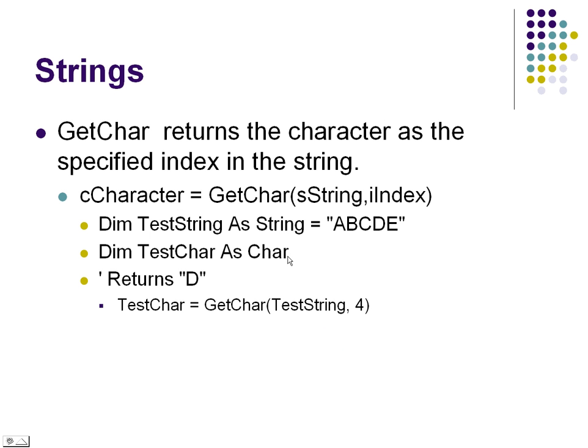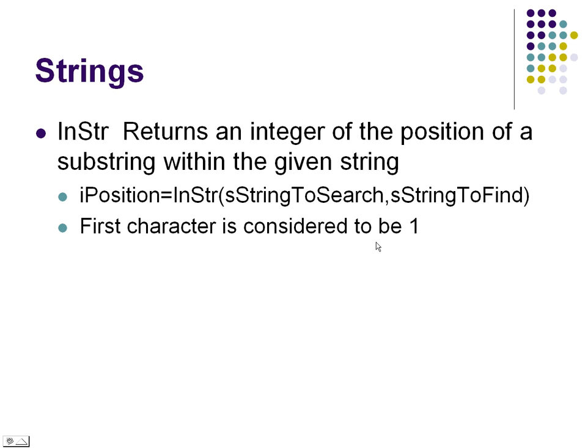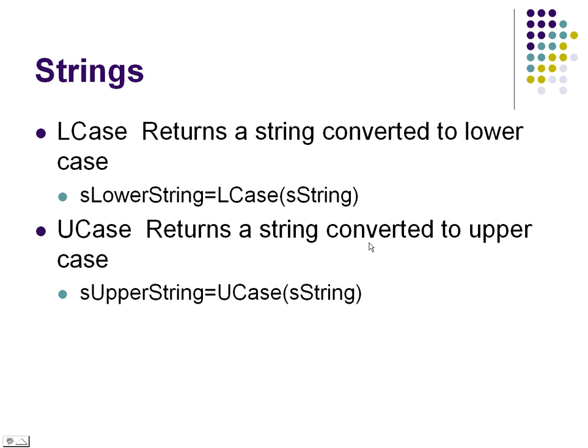Okay. GetChar simply returns a series of characters. We're going to have a string here of ABC. If I say getChar 4, it returns a D because I asked for the 4th character right there. InString basically searches one string for another string and returns that particular string. Lowercase and uppercase converts strings to lower and uppercase, and here are some examples of how that happens. You can use S lower as the string, and it returns it as a string.